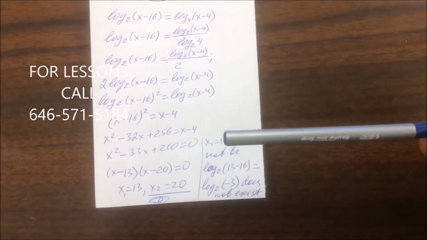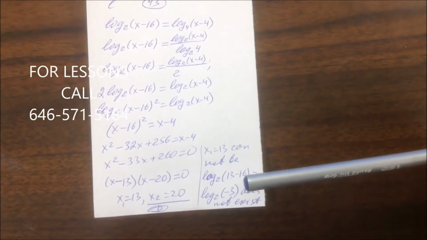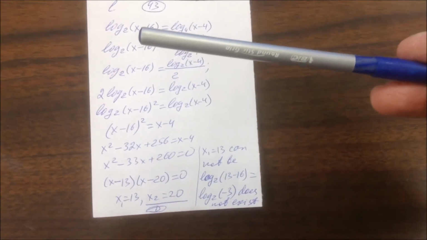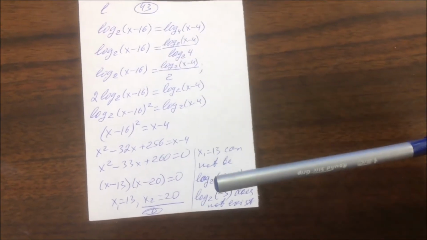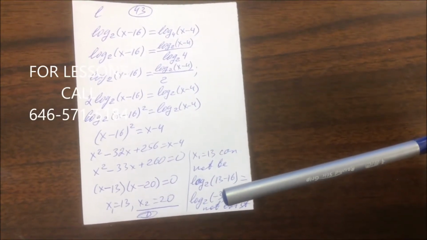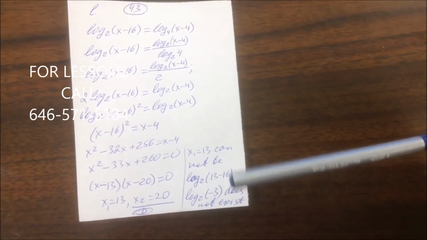Why not 13? I can explain, it's very easy. If you put the value of x in the first equation, you will see that you have a logarithm of a negative value, which doesn't exist.